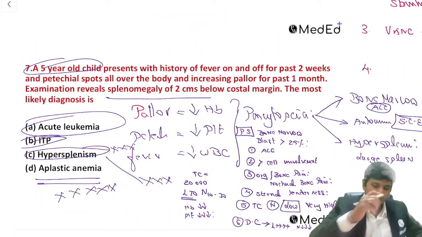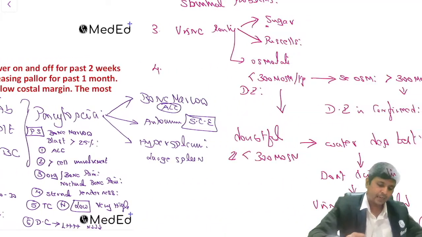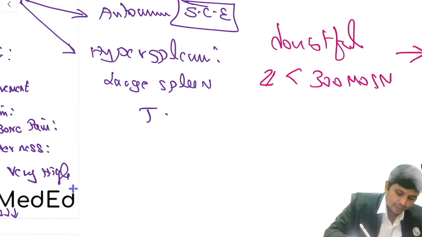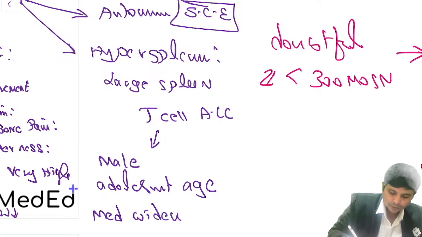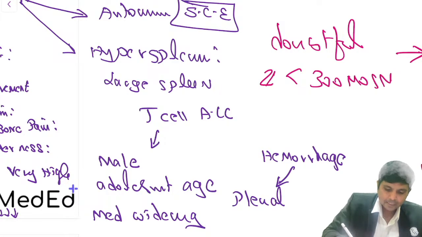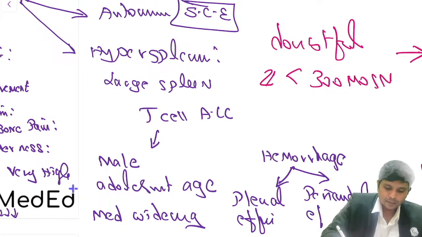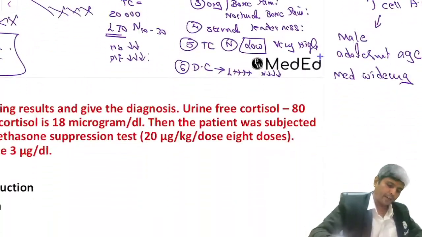So this is with respect to B cell ALL. What is the manifestation of a T cell ALL? T cell ALL usually presents in males, usually in the adolescent age group, usually with mediastinal widening. And it will be associated with hemorrhagic pleural effusion and pericardial effusion. This is the manifestation of a T cell ALL. Okay, done.